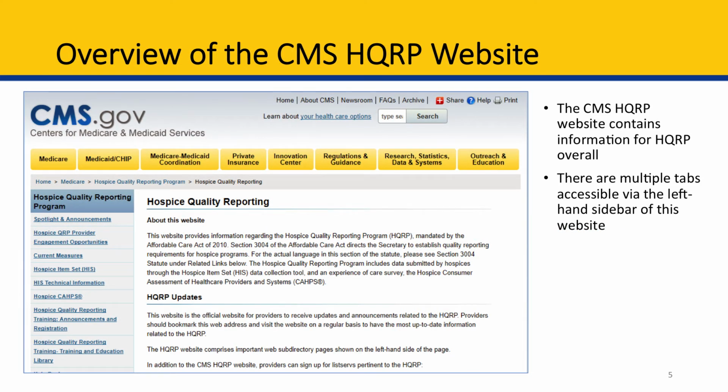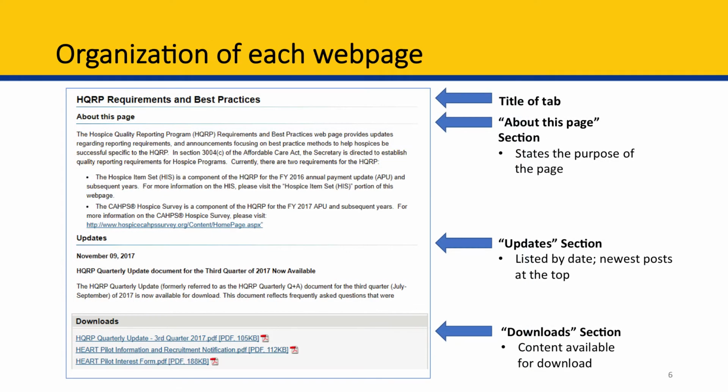Slide 5 contains a screenshot of the CMS HQRP website homepage. As you can see in the screenshot, there are multiple pages on this website. I'll refer to the pages by how you can access them, which is through the tabs. Tabs are accessible through the left-hand sidebar of the website. Most pages, or tabs, are organized following a general structure with some exceptions. Slide 6 shows an example tab to help you visualize this structure.